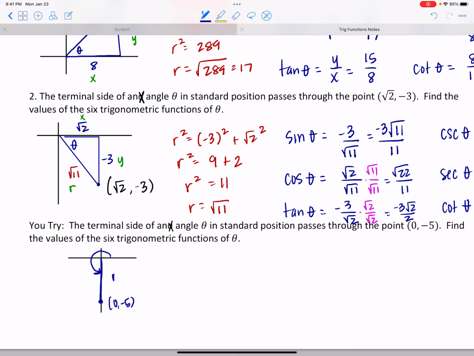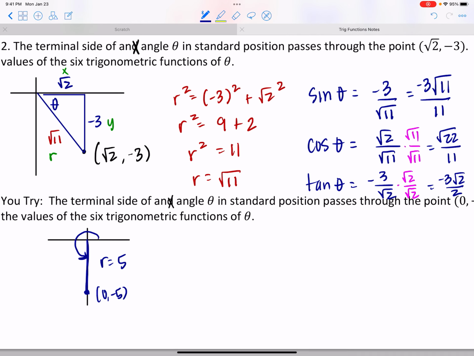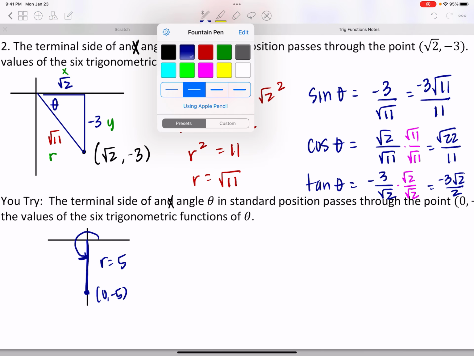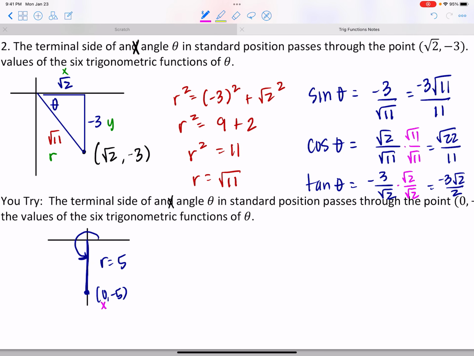So we know our radius length already has to be 5. If we're going 5 units down on the negative part of the y-axis there, right? That's the length of that terminal side. So we don't have to do any Pythagorean theorem just by understanding what's given to us in the picture. We have the radius. We also have, remember, our x value and our y value. And so we should be able to write our trig ratios.